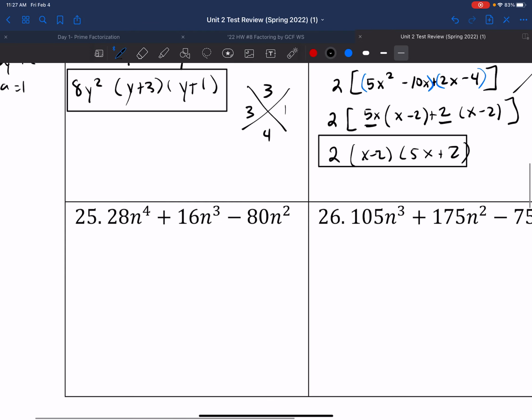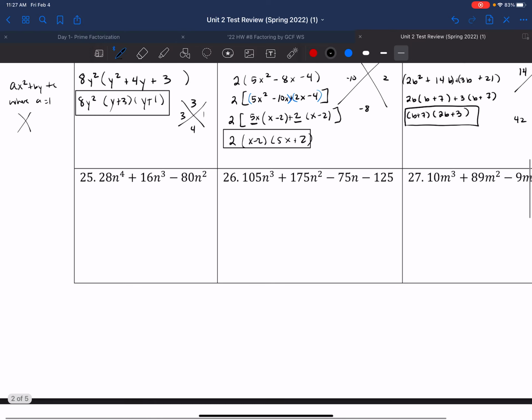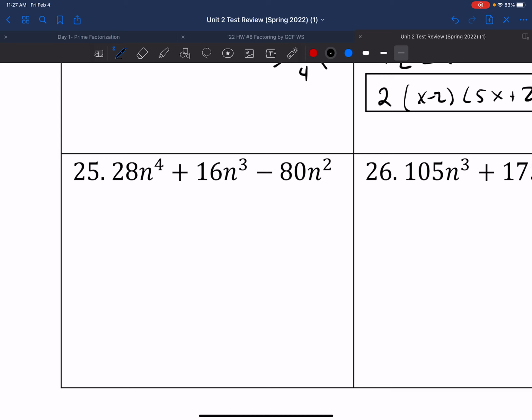Let's go ahead and take a look at 25. My goodness, there's so many problems here, but this is good practice. So let's take a look at 25. I want to make sure that I can find the GCF of things. So what am I thinking? Maybe a 4. Let's see. They all have an n. So let's try 4, and my lowest exponent is n squared. Okay, so 4n squared times what will give me 28?